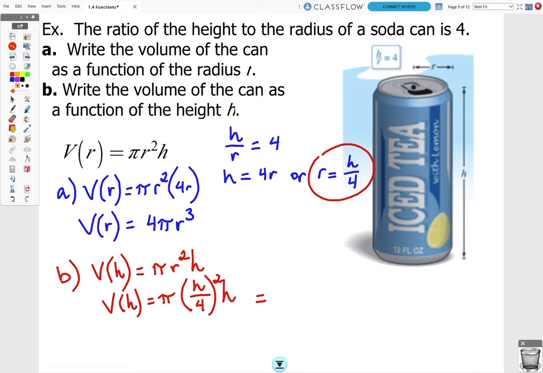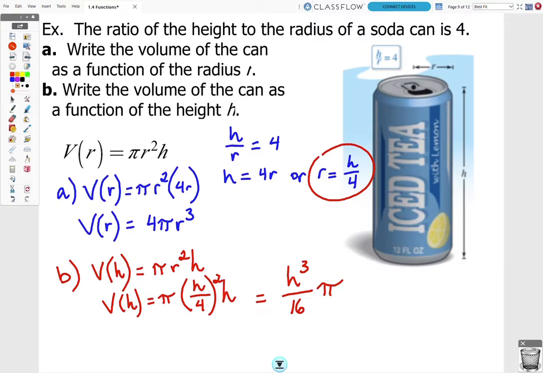So h squared, and then times h, and then pi, nothing to do with that, and then 4 on the bottom squared ends up being 4 squared on the bottom still, 16. And h squared times h is h cubed. And for good measure, leave the irrational number off to the side. So the volume in terms of the height is equal to h cubed over 16 times pi. You can rearrange those values. You can put pi at the top with the h cubed, not a big deal. Completely up to you. All right.